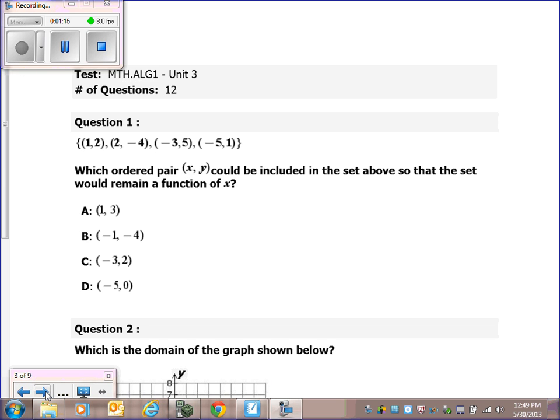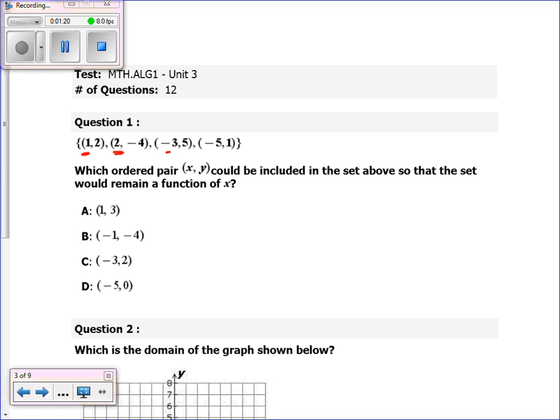So let's go ahead and just highlight our x coordinates: 1, 2, -3, and -5. So in order to remain a function, you just have to make sure that you do not repeat any of those x coordinates. Now, the answer cannot be choice B. Oh, I'm sorry. The answer is choice B, simply because we do not have a -1 listed in our original coordinates, so therefore this will remain a function.